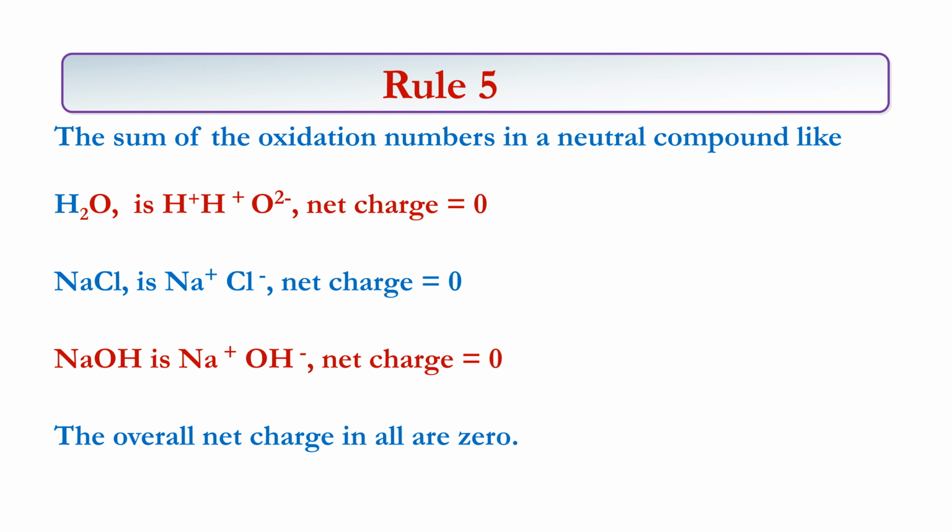Rule 5. The sum of the oxidation numbers in a neutral compound is always equal to 0. Examples of neutral compounds are water, H2O, NaCl, NaOH, H2SO4, and many others. In water, for example, we have H2O, so each H has a positive charge, and oxygen has 2 minus, so 2 plus and 2 minus, the net charge is equal to 0. For sodium chloride, sodium has positive, chlorine has negative, positive, negative, net charge is equal to 0. For NaOH, Na has positive, OH has minus, positive, negative, net charge is equal to 0. So the overall net charge in every neutral compound is equal to 0.